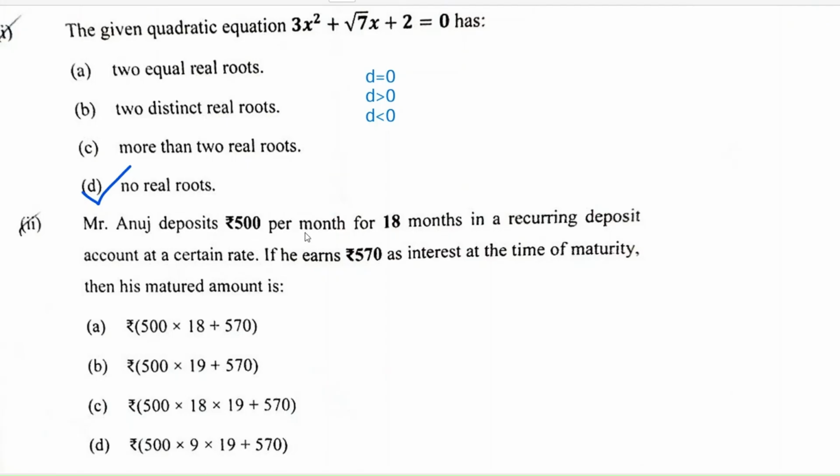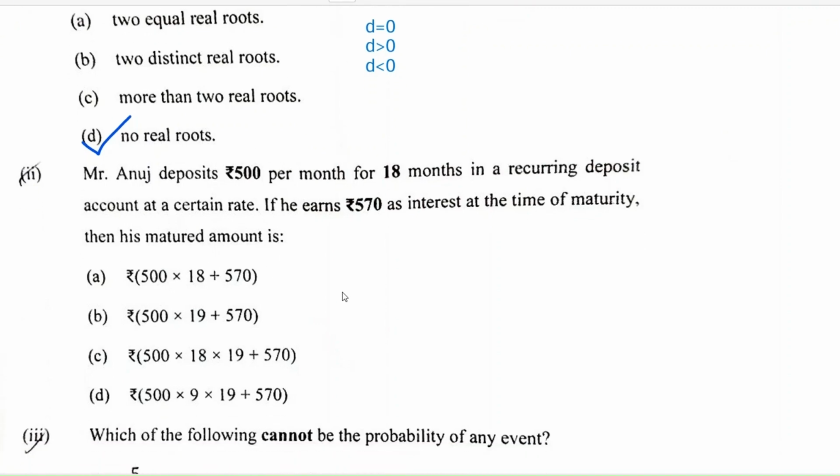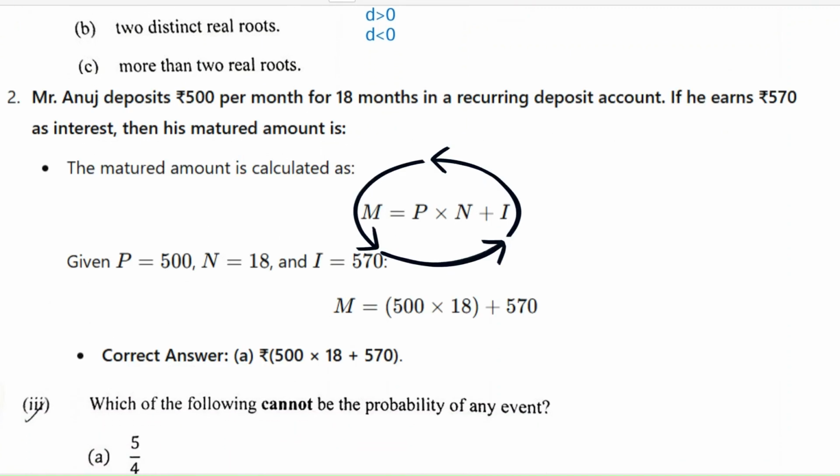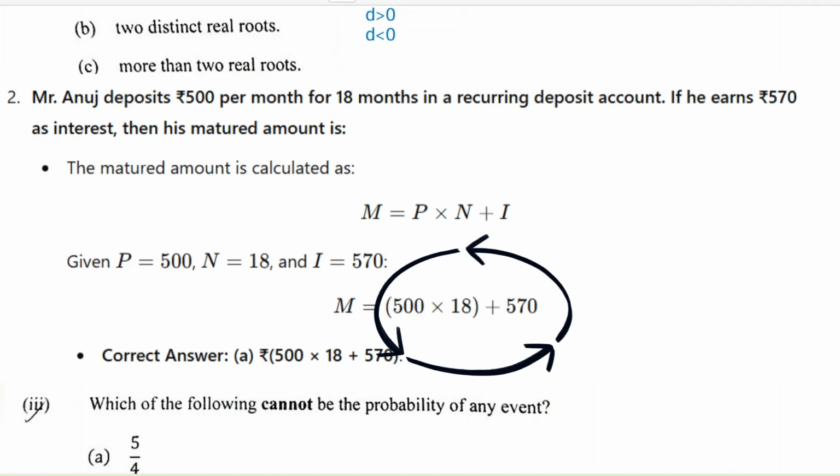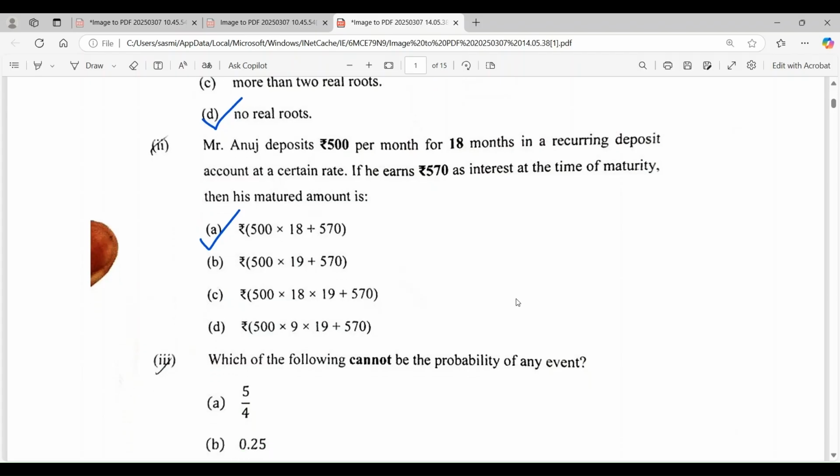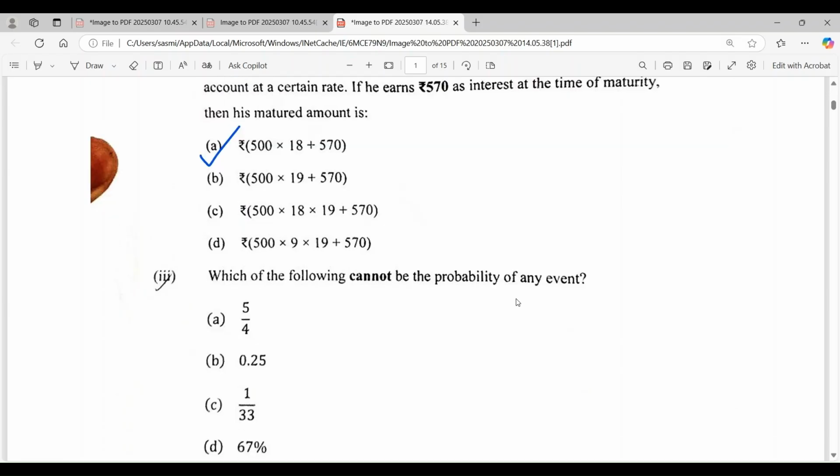Let's move to the second question. Mr. Anuj deposits 500 rupees per month for 18 months in a recurring deposit account. If he earns 570 rupees as interest, then his matured amount is. The matured amount is calculated as M is equal to P times N plus I. Given P is equal to 500, N is equal to 18, I is equal to rupees 570. Correct answer A, 500 times 18 plus 570. Let's move to question number 3.